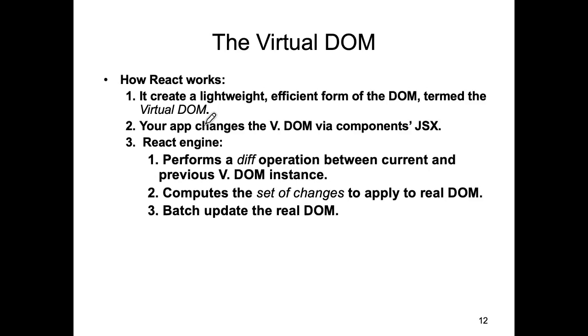So it now has two copies of the virtual DOM, the new one and the previous one. It then carries out a diff operation between the new one and the previous one. That diffing operation will tell it what changes actually have to be carried out on the real DOM. And then it will do a batch update on the real DOM. And as before, once the real DOM is changed, then the browser kicks in and reflects that change on the screen.